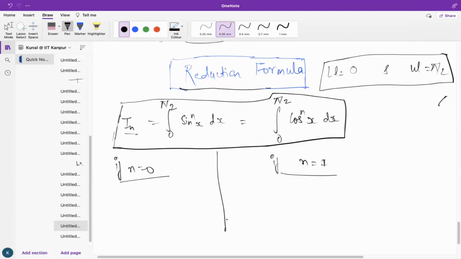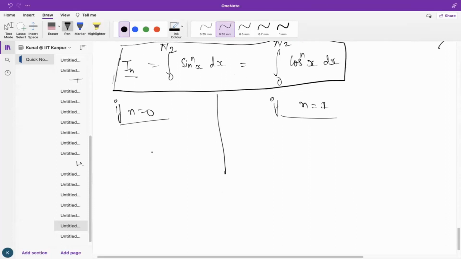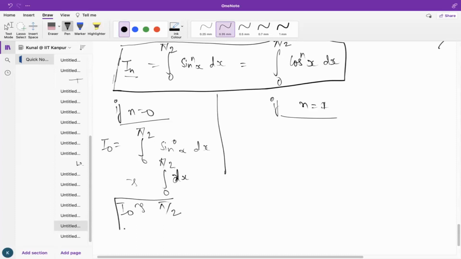So let me write here. If our n is 0, let's try to find it out. I_0 is the integral from 0 to pi by 2 of sine to the power 0 x, so this will be dx, integration from 0 to pi by 2, right? And when we integrate this, we get the value pi by 2. So I_0 is pi by 2. Note this.